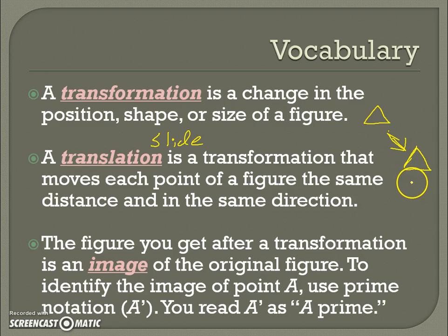The figure you get after a transformation is called an image of the original figure. To identify the image of point A, use prime notation, that's A with a little apostrophe, and then you read this as A prime. All right, so go ahead and start trying to use that language when we're working on these problems in class and on your checkpoints and various other assignments.